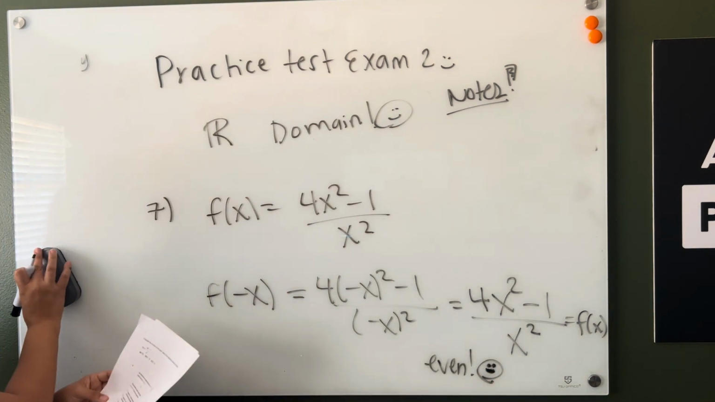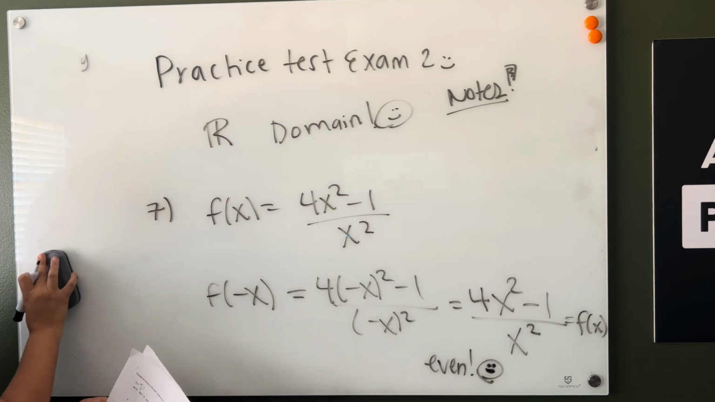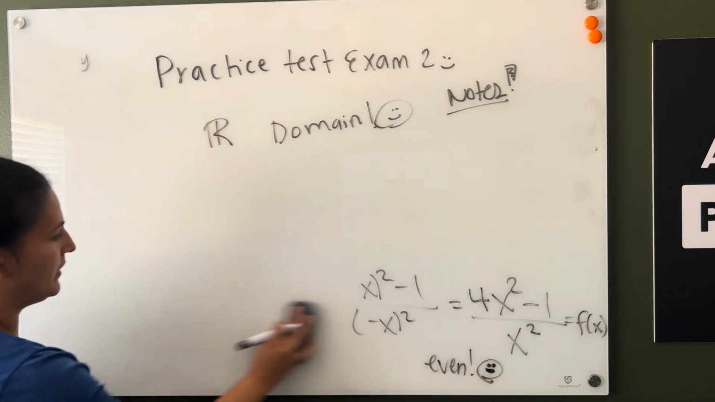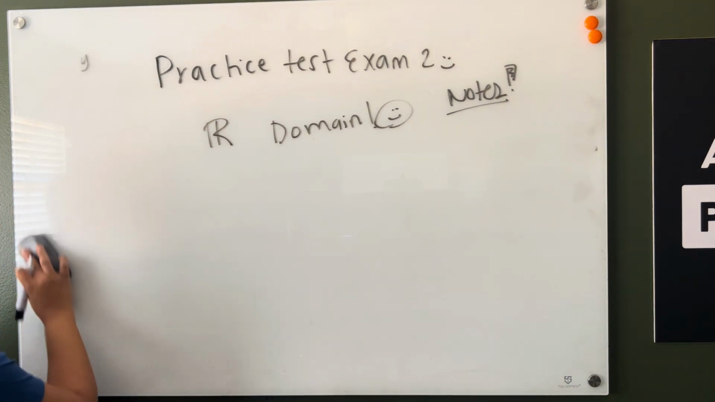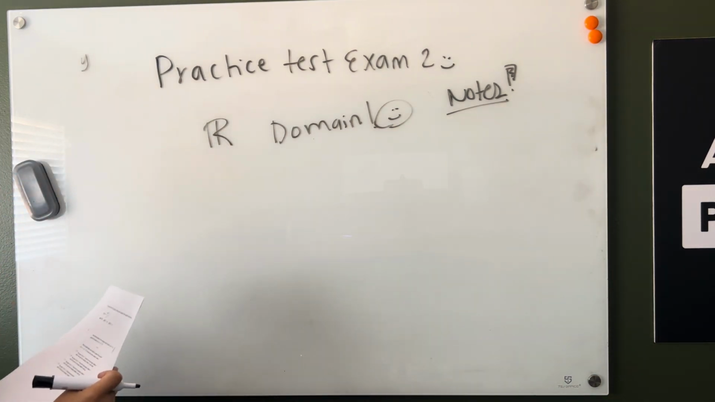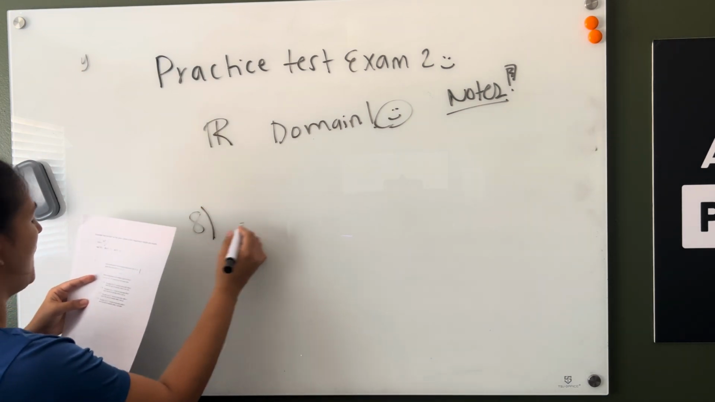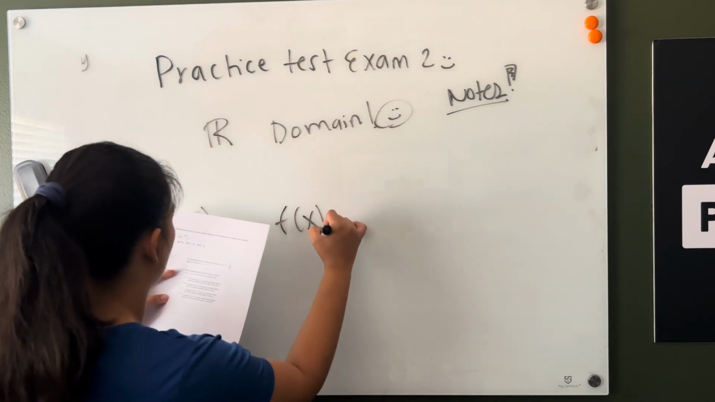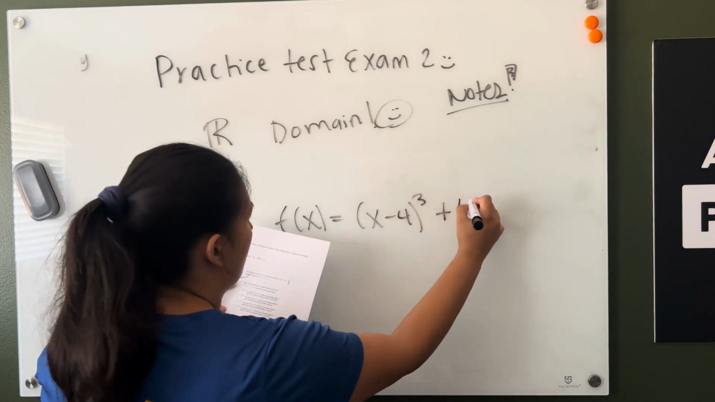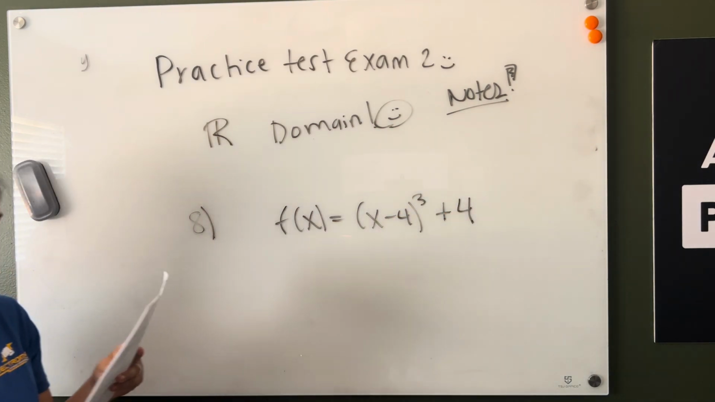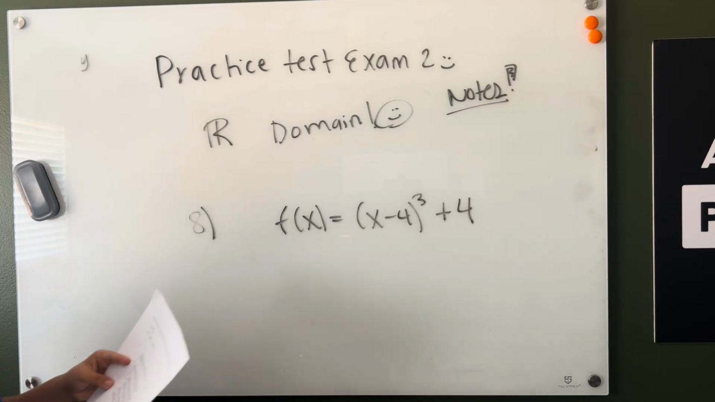Okay, great. So now we have some multiple choice questions about shifts. We have a parent function and it's shifted up, down, left, right, stretched, or shrunk. Here we have f of x equals (x minus 4) cubed plus 4. It tells you that the standard function, or the parent function, is x to the third power.